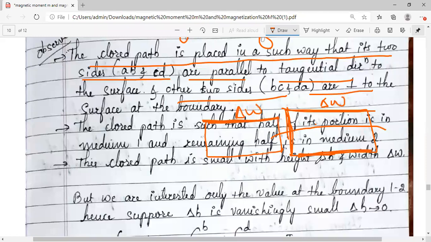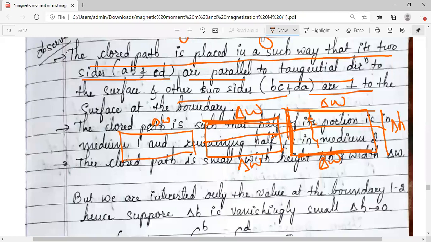What is the change now? This is also delta W. Assume it has some length. This is the same. The boundary is also the same, just the size has been reduced. That means the total height delta H, whose half part is in one medium and half part is in another medium, I am shrinking it. Delta H, I am shrinking it. We are trying to reduce delta H. Next time, again, I will take delta W the same.